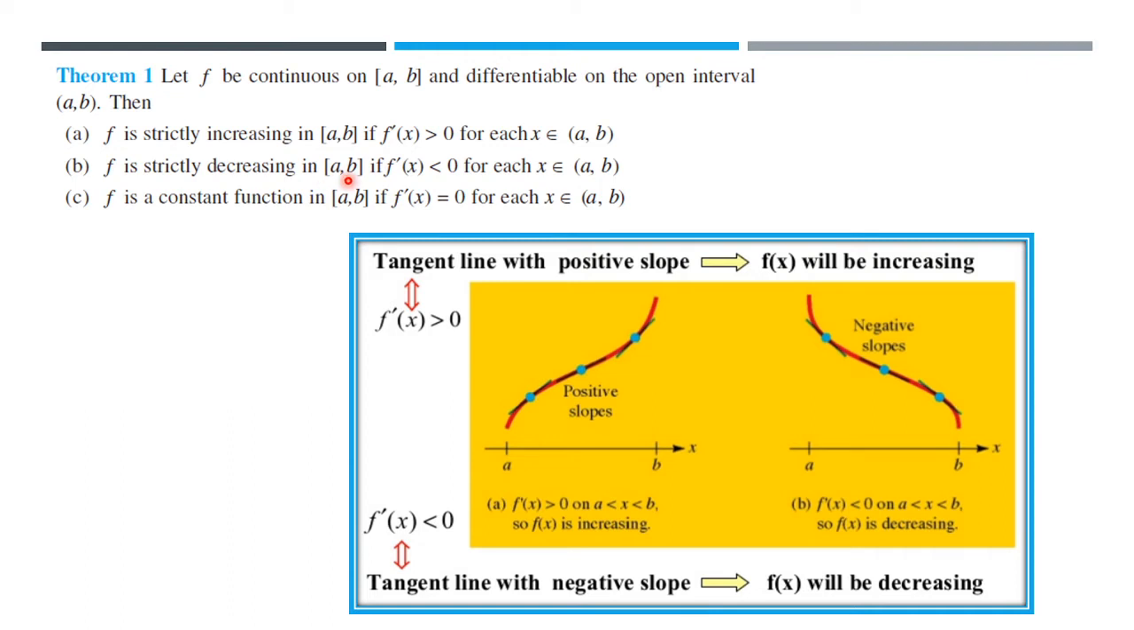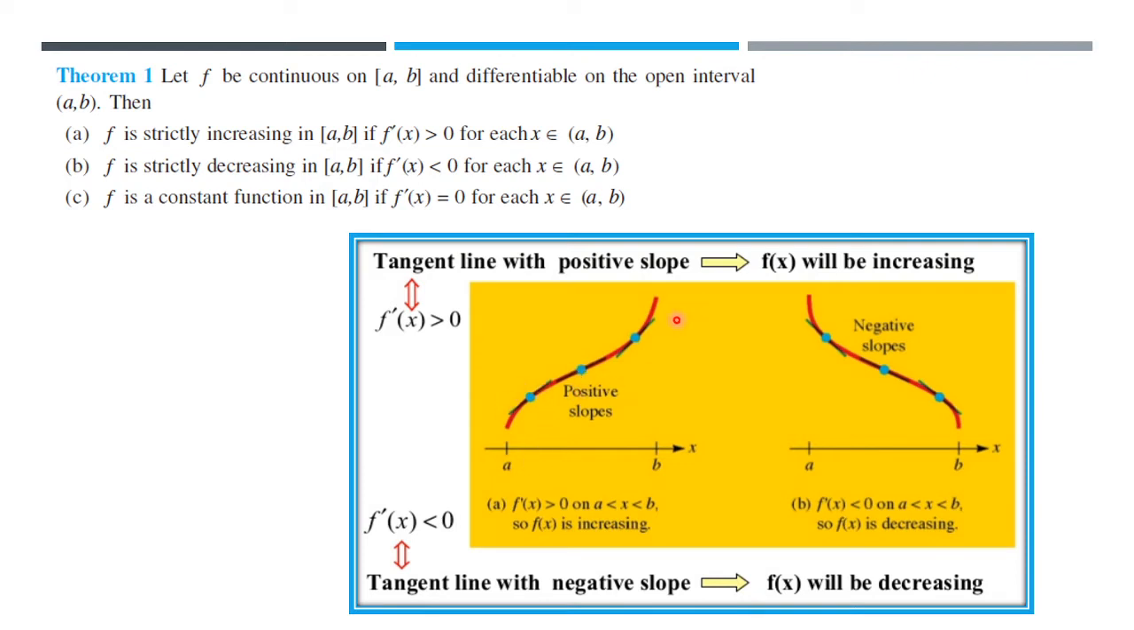The function is strictly decreasing in this closed interval when the derivative f dash x is less than 0, and f is constant in this closed interval if f dash x is equal to 0. Now let's understand with the help of these graphs. Let's say this red one is a graph of any function.